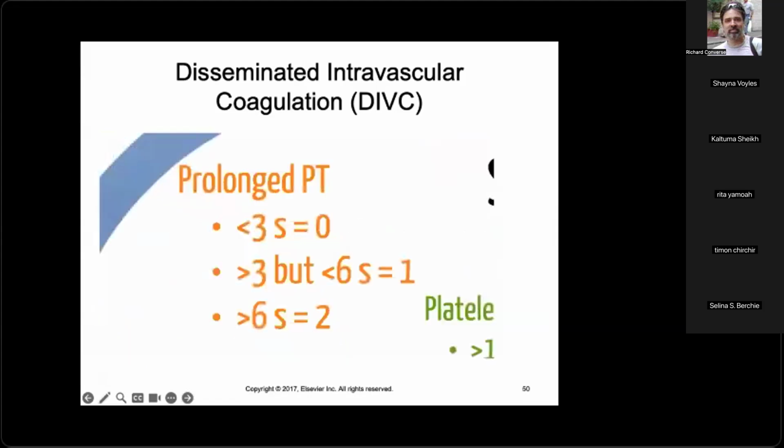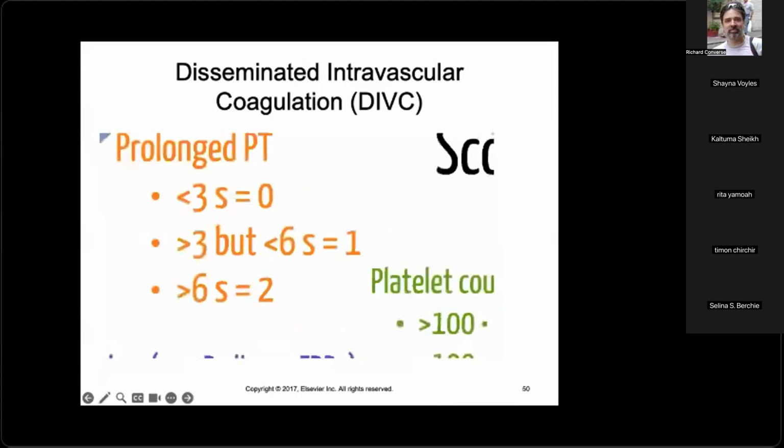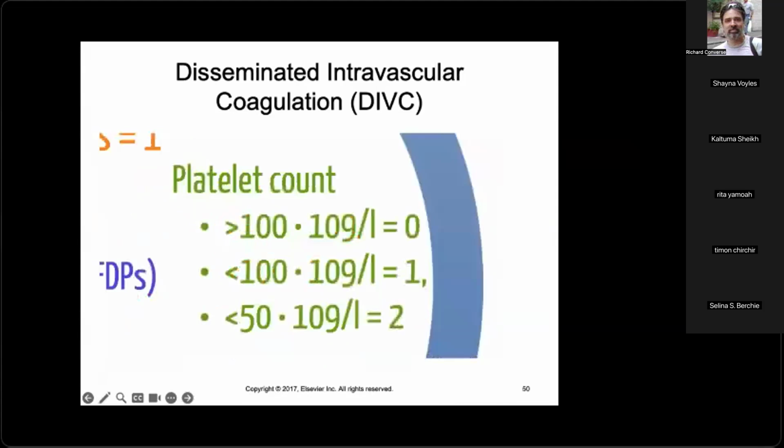So for your PT, if your PT prolongation is less than 3 seconds, you get 0 points. Greater than 3 but less than 6 seconds, you get 1 point. And then greater than or equal to 6 seconds, you get 2 points. Now let's move to the platelet count. For patients who have platelets of greater than 100,000, you get 0 points. For patients who have platelets between 50 and less than or equal to 100,000, you get 1 point. And less than 50,000, you get 2 points.